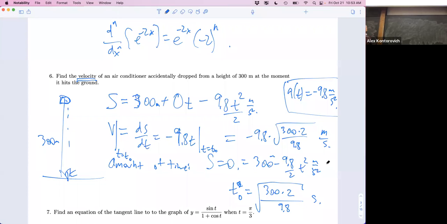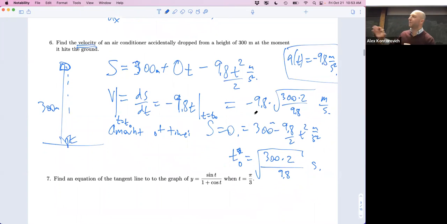9.8 is a number that you have to be given. So it's a universal constant. These guys already knew it. I guess I also know it, but I would remind you the acceleration due to gravity is 9.8 meters per second squared, or 32 feet per second squared.